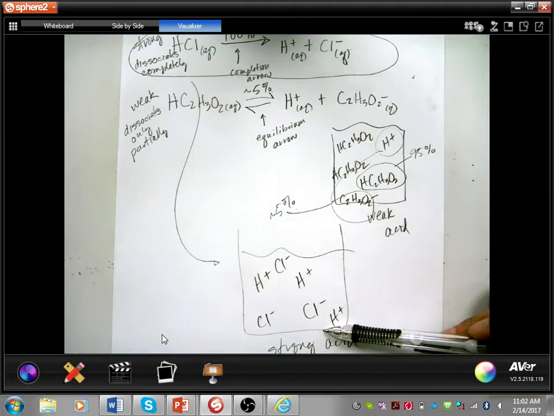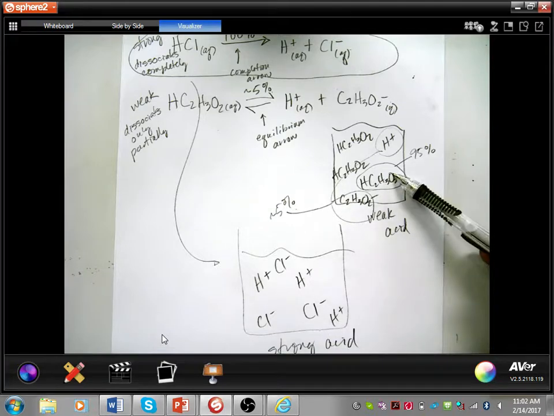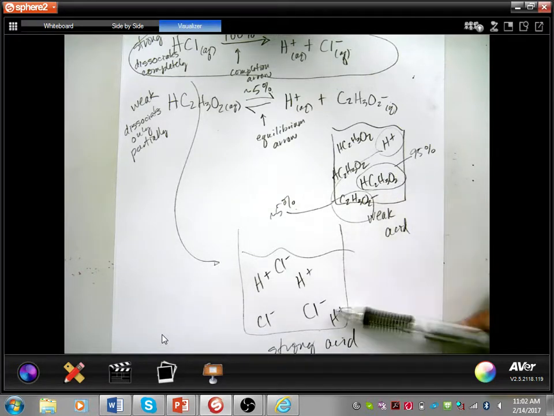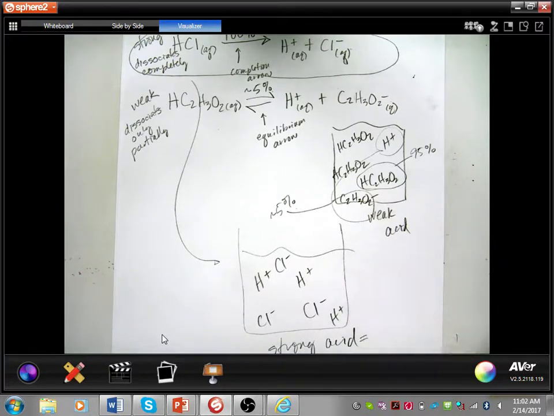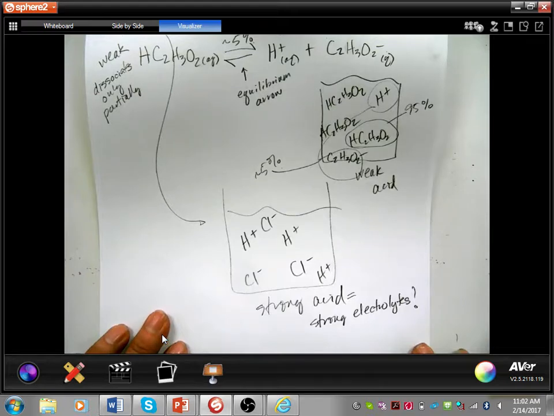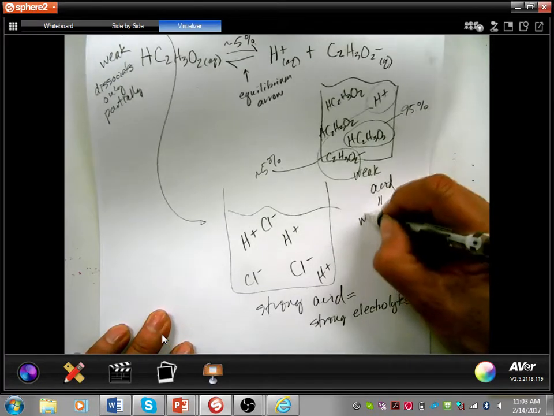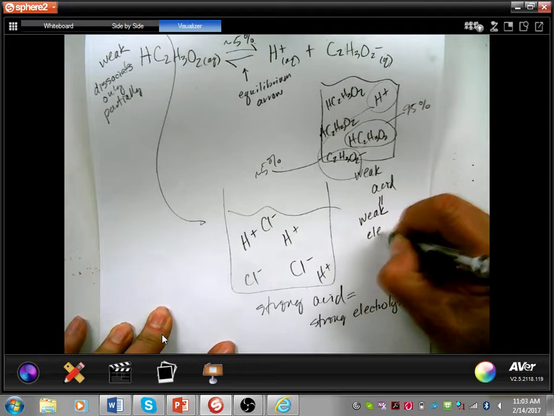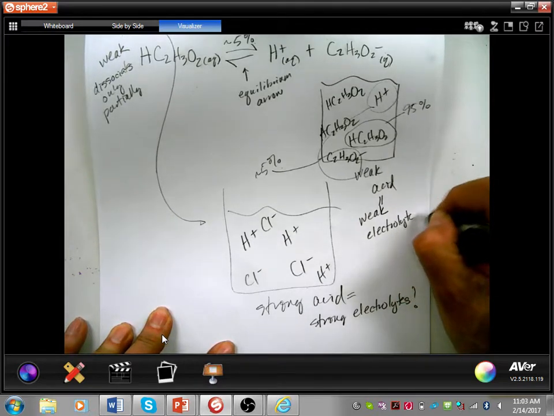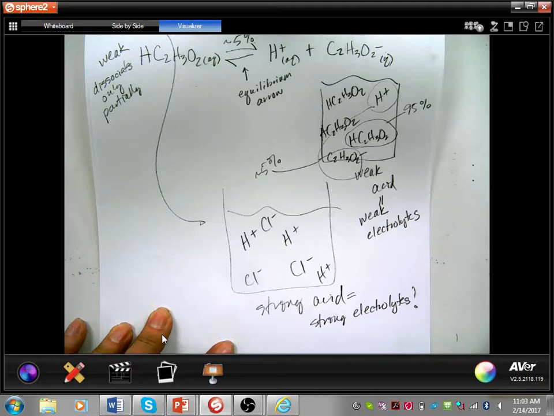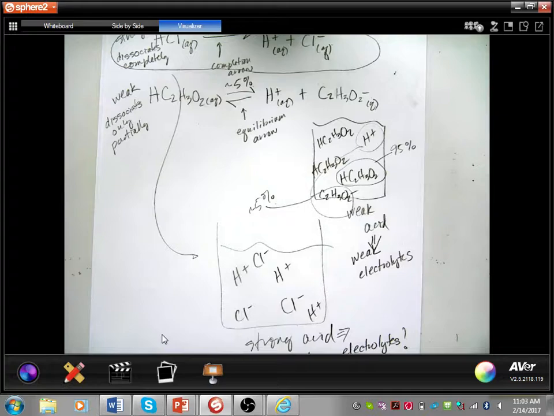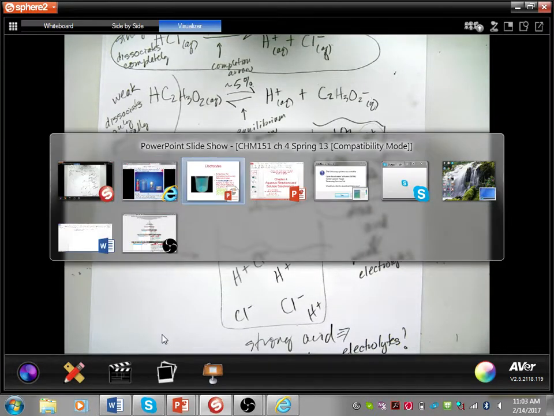So which one of these solutions would conduct electricity better? The strong acid, where 100% dissociated, or the weak acid, where only 5% dissociated? The strong acid would be a much better electrolyte. So that means strong acids are also strong electrolytes. Strong acids are strong electrolytes. Weak acids are weak electrolytes. Strong acids, weak acids, has to do with their strength as an electrolyte, not their concentration.